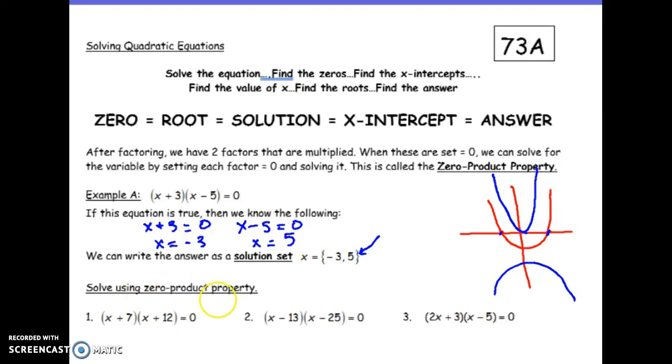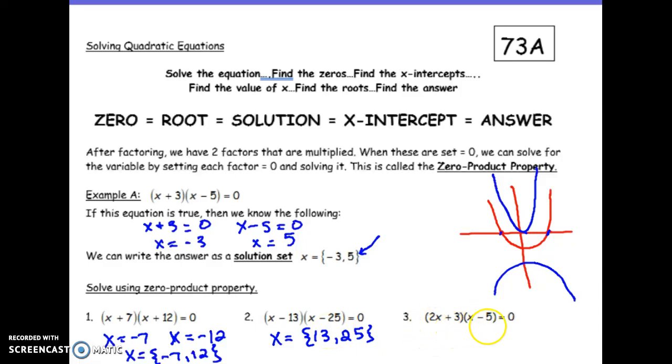And we're using the zero product property. So in this case, we said our x would be equal to negative 7. And in this one, it would be x is equal to negative 12. We're just setting each of the factors equal to 0, and we would write this as negative 7 and 12. For number 2, our x would be equal to positive 13 and positive 25. Because if we set 13 here for x, 13 minus 13 is 0. Once one of the factors is 0, the whole answer is 0.